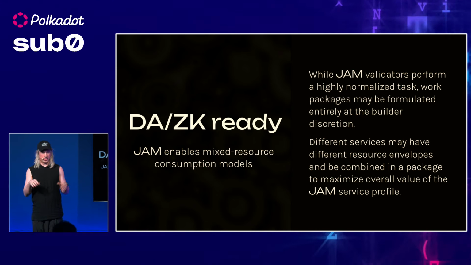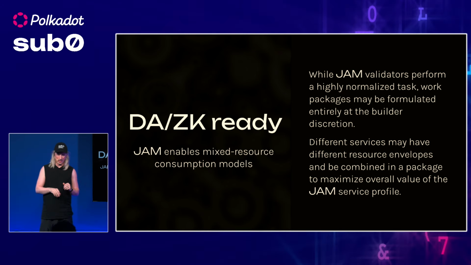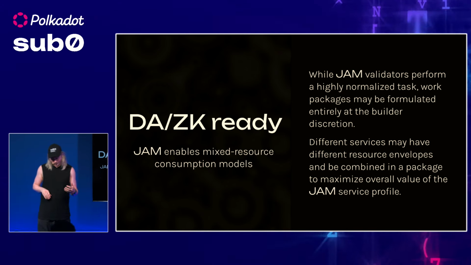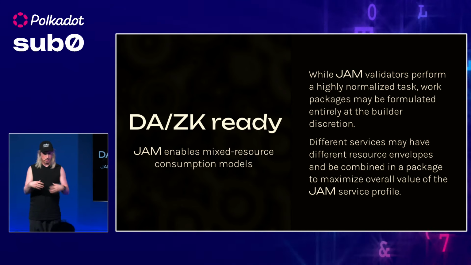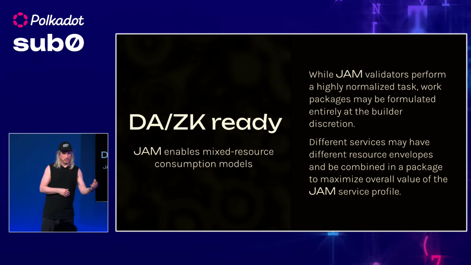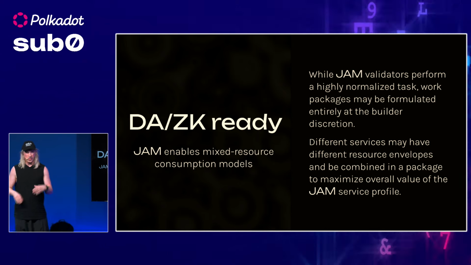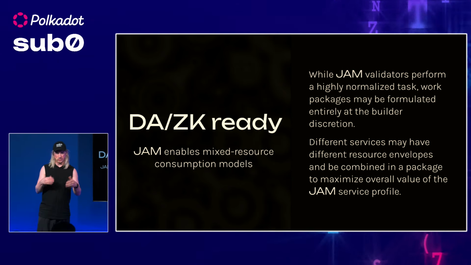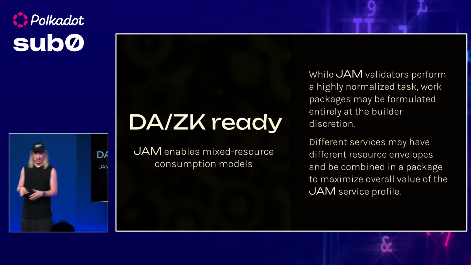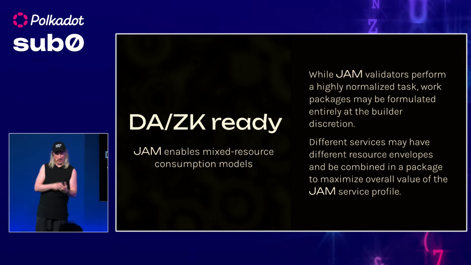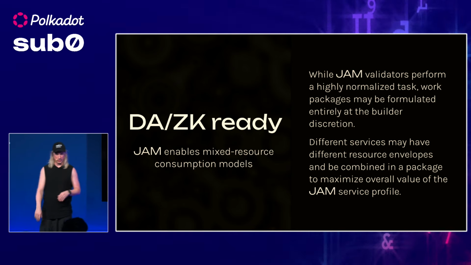In particular, Jam enables this mixed resource consumption model. So a work package can contain both work items that are, say, very heavy in terms of computation, but not so heavy in terms of the amount of data that they need to be made available, and other work items that come from services that are the opposite way around, right? That have lots and lots of data that they want to make available, but don't need to do much computation at all.